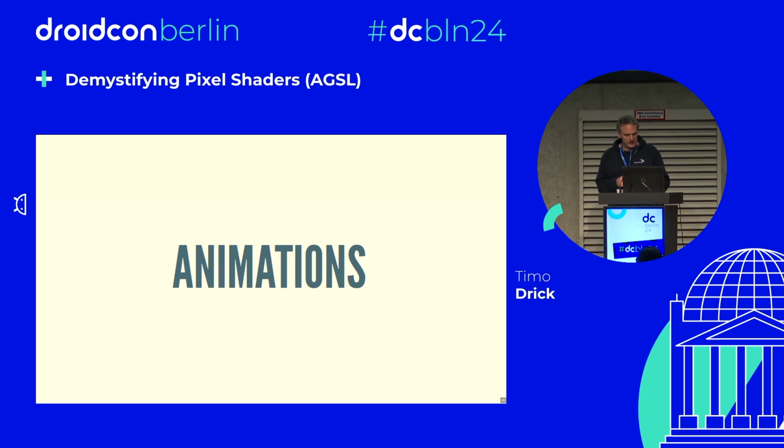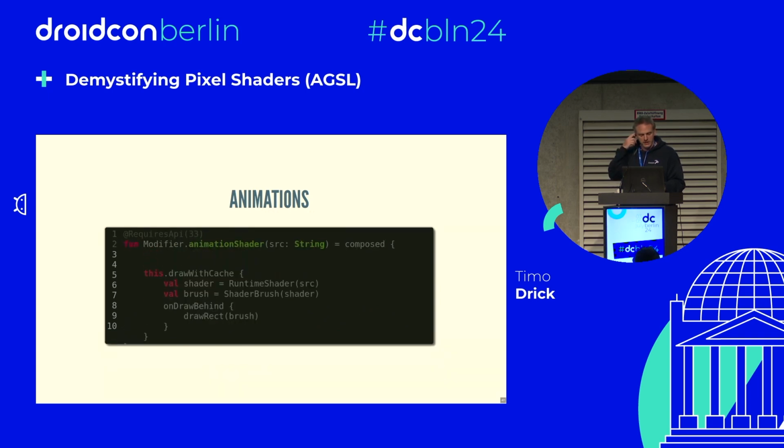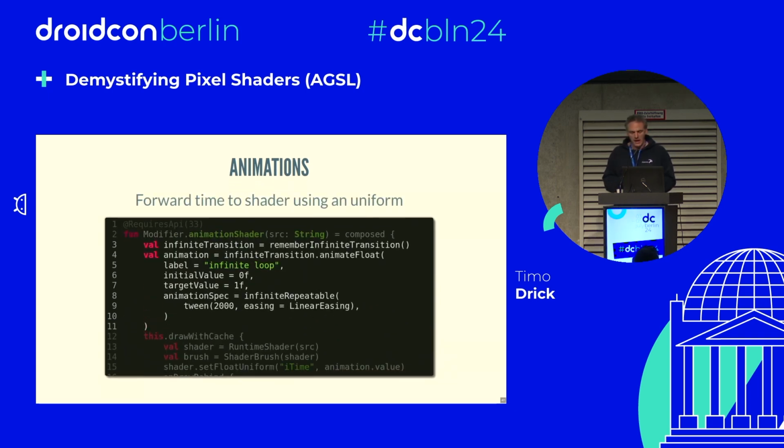Okay, so next topic, animations: how you can do animations with this. So let's implement an animation shader. Now, I also use a modifier here, but I use this keyword composed to be able to have animation values here. I just use normal Compose animation functions here. This, remember, infinite transition is from Compose, and I define this animation. Here, the important thing is it's an infinite animation.